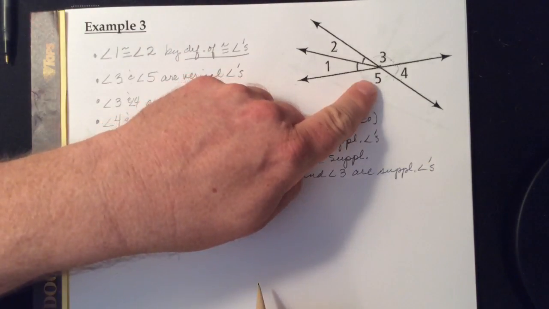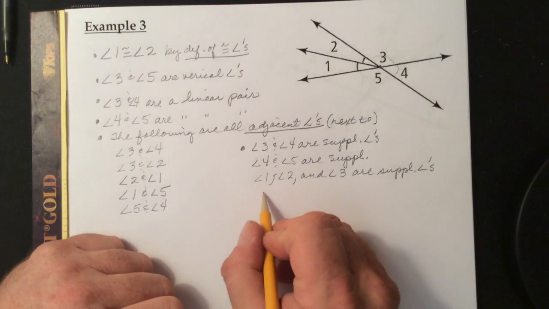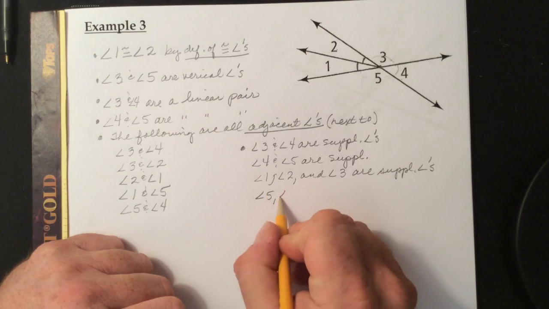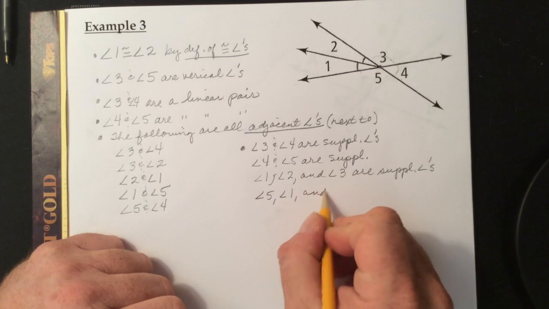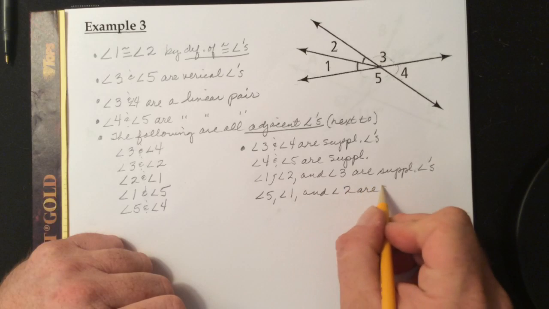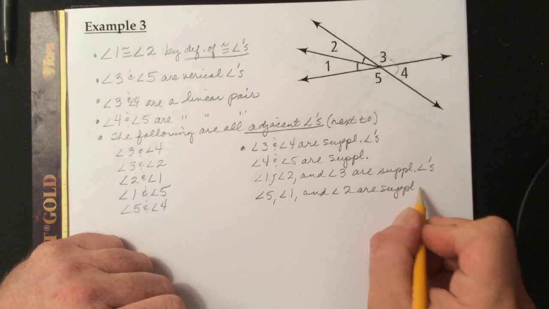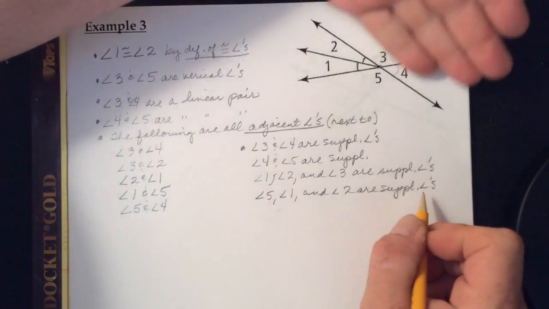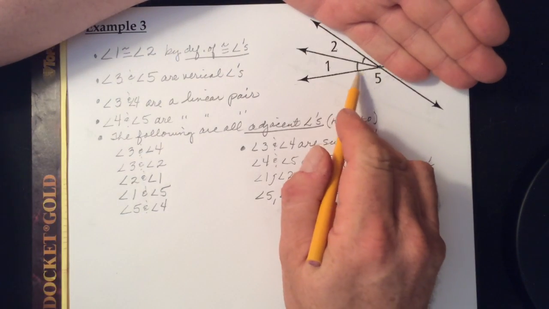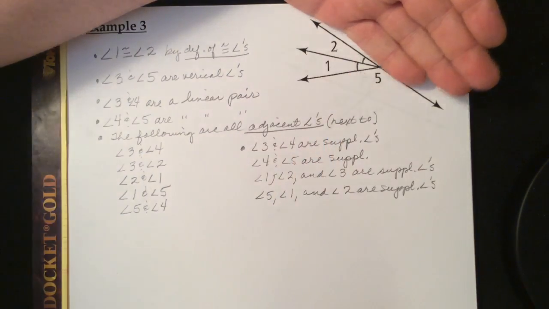What about angles 5, 1, and 2? Angle 5, angle 1, and angle 2 are supplementary angles. Right there. They all form a line altogether.